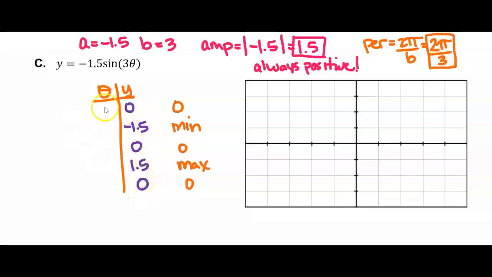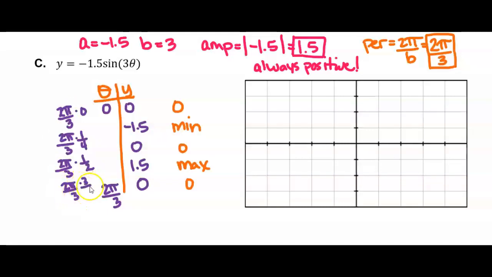So let's figure out theta. We're going to start with 0, and we're going to finish the whole thing by 2 pi over 3. So you're going to be doing 2 pi over 3 times 0, 2 pi over 3 times 1/4, 2 pi over 3 times 1/2, and the last one would be 2 pi over 3 times 3/4. So pause the video and calculate those values out.